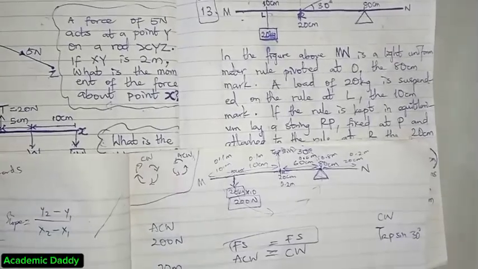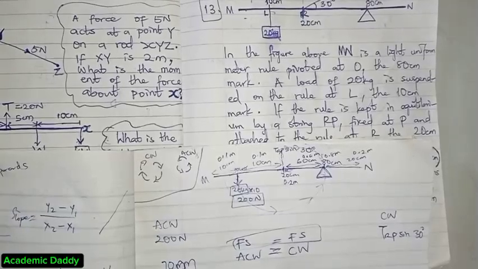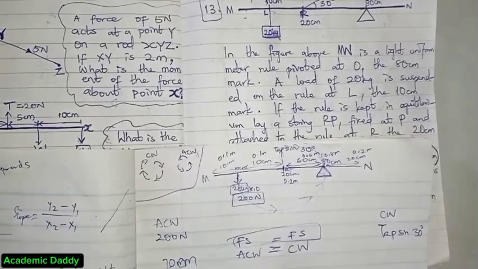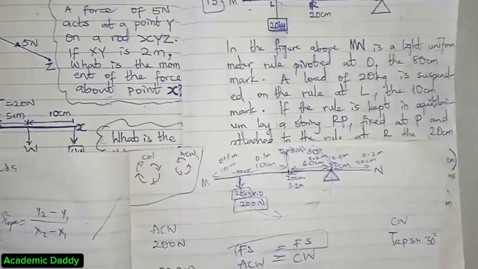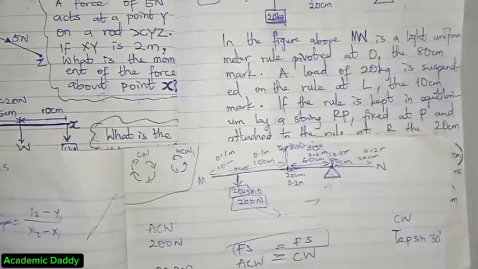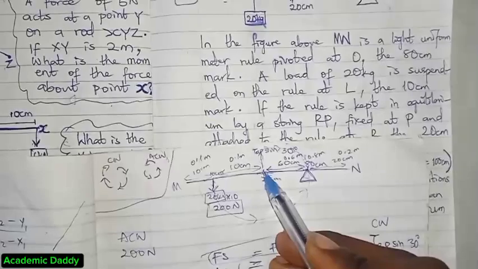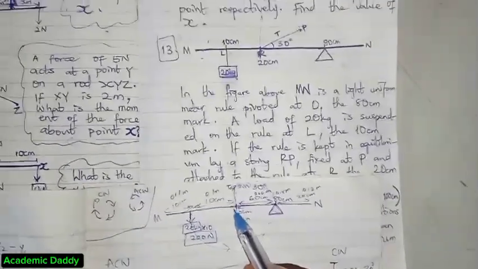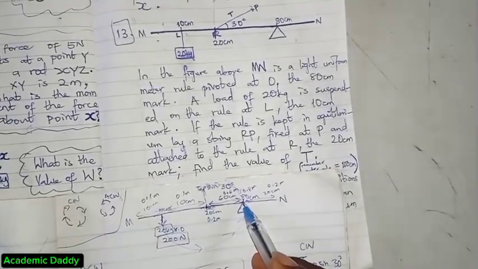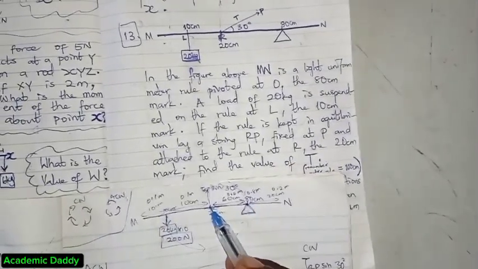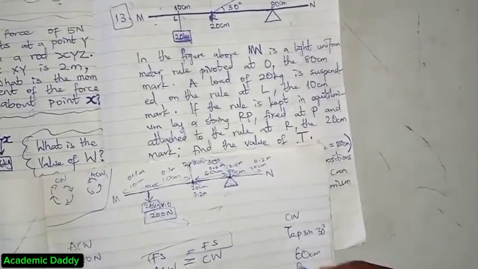Sorry, 70 cm, which is the same as 0.7 meter. Then for this force, remember we took the question and analyzed it here. From this point to the pivot is what we are checking. The distance from the force to the pivot is going to be 60 cm. That is 0.6 in meter.